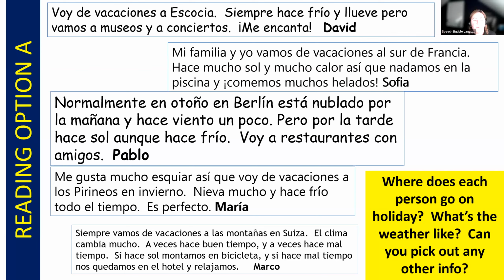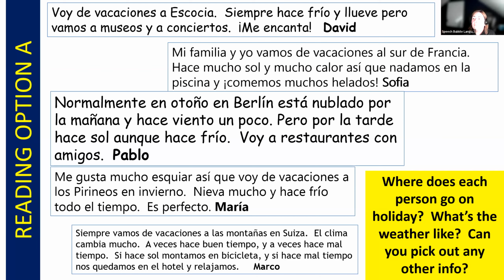So where you've got to, está nublado por la mañana. So it is cloudy in the morning. Y hace viento un poco. And windy. It's a little bit windy. Un poco, right. So it reads as it's windy a little. So it's a little bit windy, okay? A little bit windy. Muy bien.